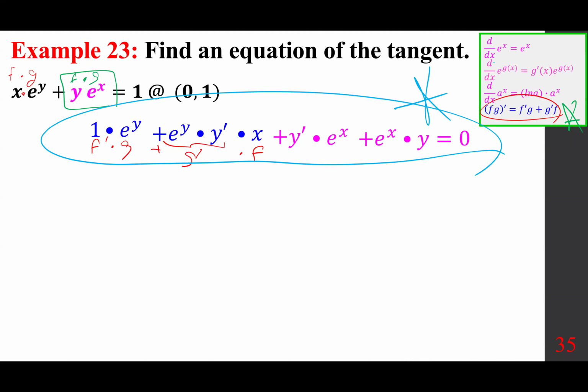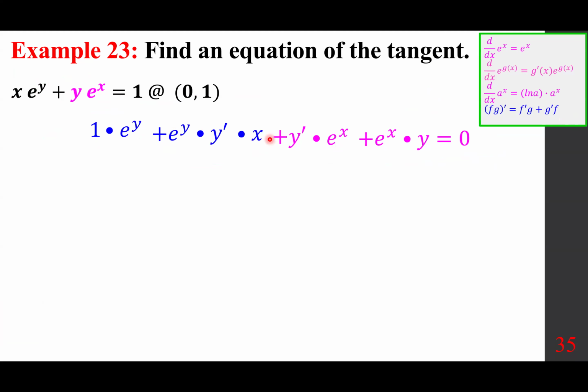A quick recap. This is f times g. So f prime is 1 times g, which is e to the power of y. g prime is e to the power of y, y prime, times f, which is x. Again, this is fg. The derivative of y is y prime times g, which is e to the power of x. g prime is itself, e to the power of x, times f, which is y. The right side is a number, and we're done with that. So what do we do now? Let me erase my work again.